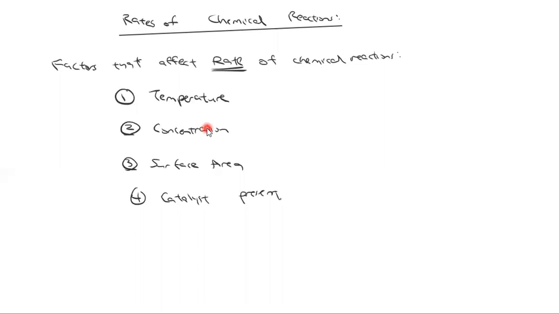You may see in other books and so forth, other things like agitation, stirring, mixing, particle size, and so on. They can all sort of be related to certain things like surface area, and we'll talk about them then. But in an exam, these are the answers you want to give: temperature, concentration, surface area, and catalyst present.